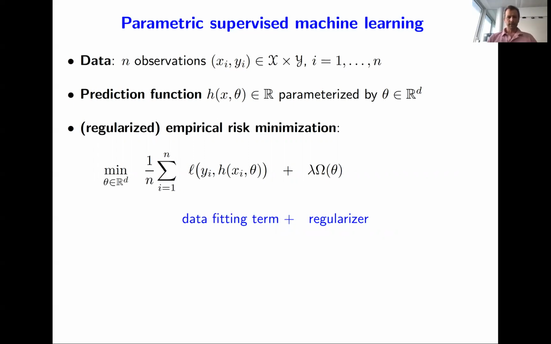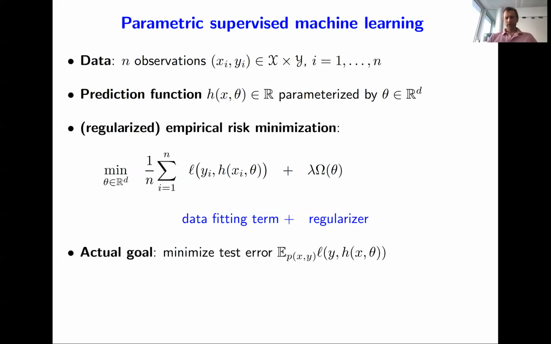And here, I'm always going to assume in this talk that the loss is convex with respect to its second variable. Most losses that you encounter in practice, even for deep learning, satisfy this. So least square satisfies this, logistic loss, multinomial loss, and so on. So I'm going to assume the loss is convex.